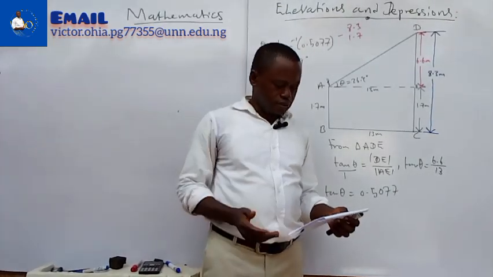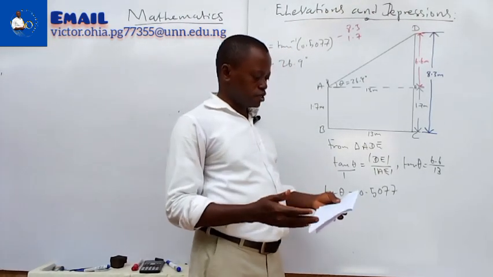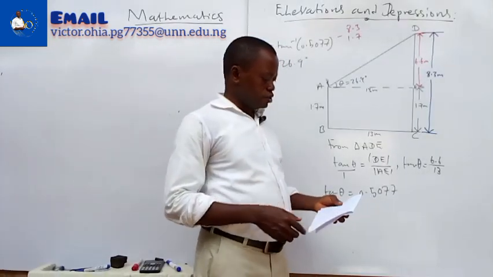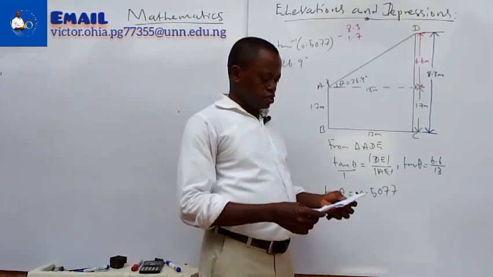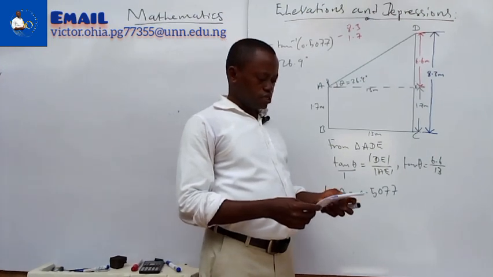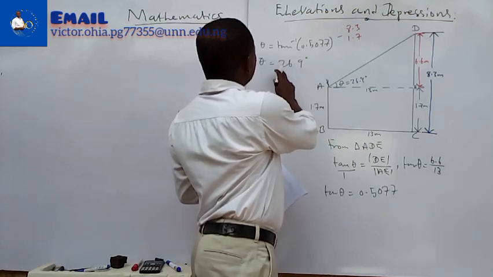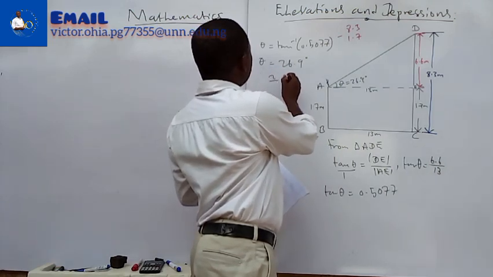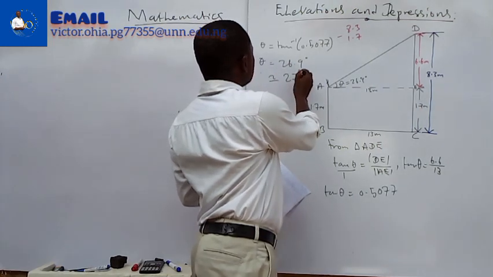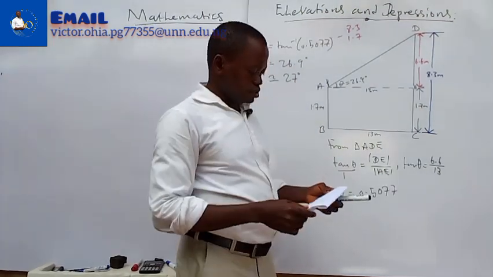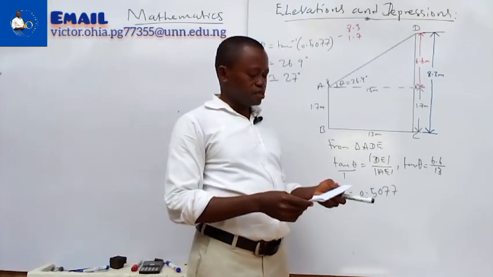A man's eye level is 1.7 meters above the horizontal ground and 13 meters from the vertical pole. Okay, if the pole is 8.3 meters high, calculate correct to the nearest degree the angle of elevation. Okay, there's one more thing they said here that we need to do. They said to the nearest degree. So this will be approximately 27 degrees, to the nearest degree. Okay, the angle of elevation of the top of the pole from the man's eyes.